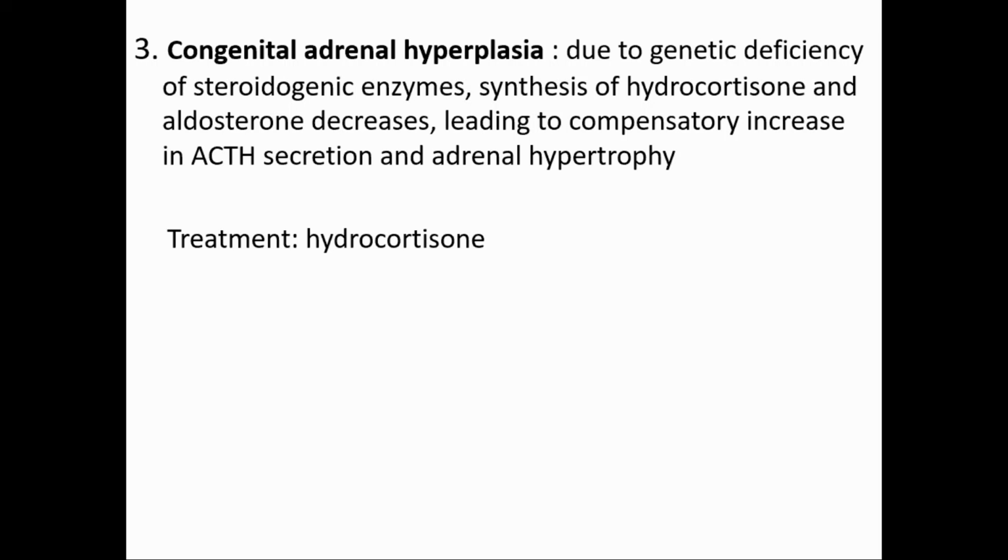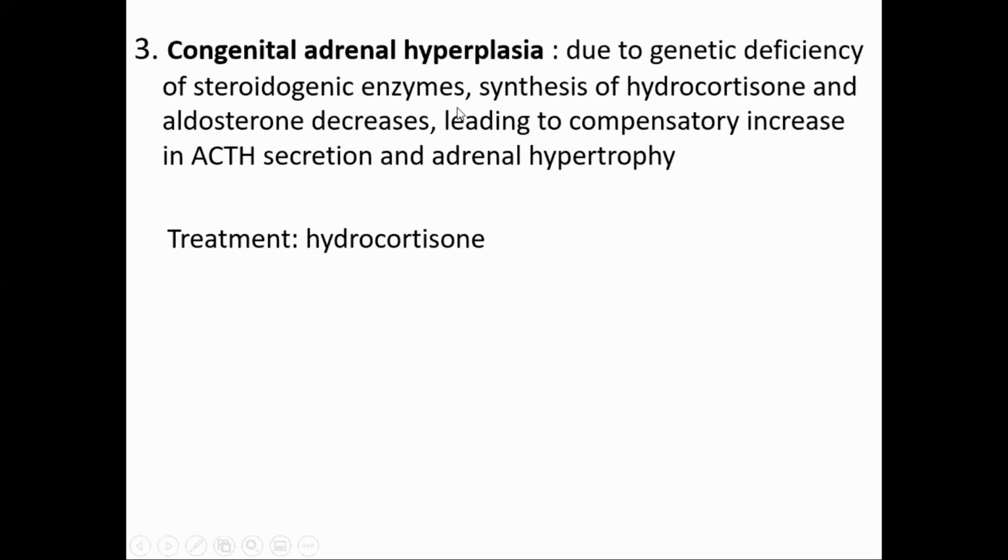As a result, since there is a deficiency of corticosteroid secretion, it will stimulate the pituitary to produce excess ACTH, adrenocorticotropic hormone. This excess ACTH secretion from the pituitary gland will stimulate the adrenal gland, which will lead to hypertrophy or hyperplasia of the adrenal gland. But since there is a deficiency of enzymes responsible for synthesis of these corticosteroids, there will be only hypertrophy or hyperplasia of the adrenal glands. There won't be production of the corticosteroids.